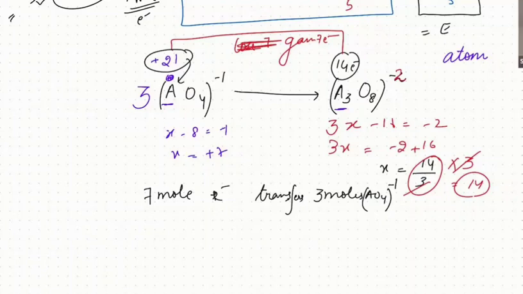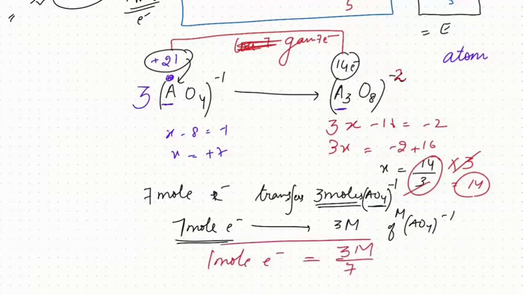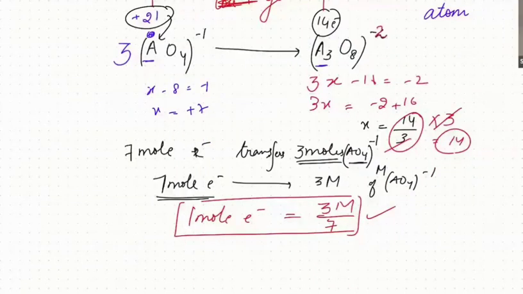So what's the equivalent? 1 mole electron transfers. So basically the molar mass of AO4 is M. So for 3 moles, molar mass would be 3M. So I would say that 7 moles of electron transfer requires 3M of AO4 minus 1. So 1 mole of electrons would be 3M by 7. So this is going to be the equivalent mass.